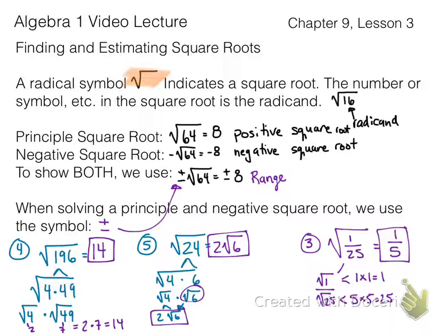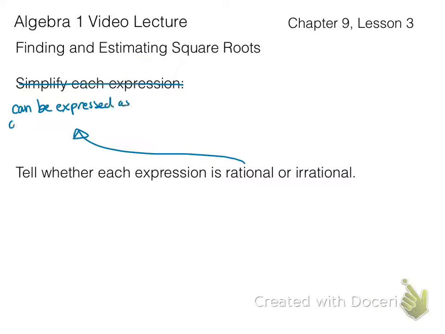So even though I can't pull the square root completely out of 24, I can pull something out of it, and that just allows you to simplify things a little easier. Okay, I think we're moving on. And I simplified each expression on the previous page, so we don't need to do that.